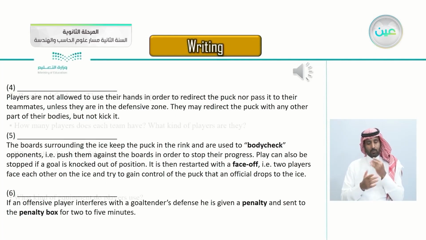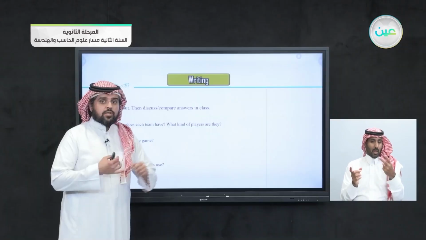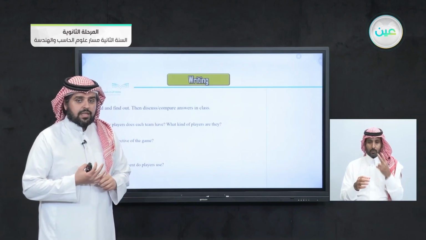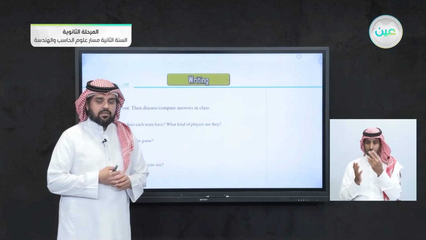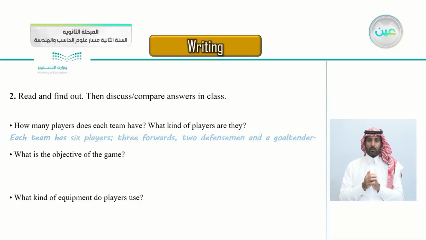So now that we have listened to the article, let's answer the questions. Number 1, how many players does each team have? What kind of players are they? So, the number of the players and what kind of players are they? I think you can find that in the second or the third part of the article. So let's see the answer here together.